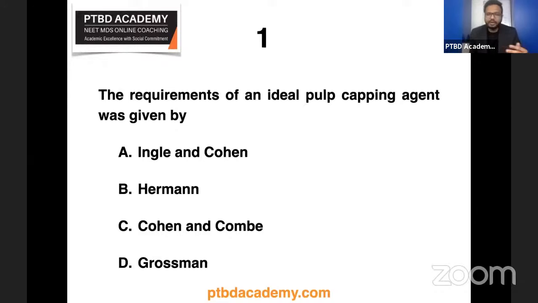You might be wondering why I've asked you the names of dentists or scientists, but very recently, in an exam, we had a question where there were names of scientists. So let's not overlook that. The requirements of an ideal pulp capping agent was given by Engel and Cohen, Herman, Cohen and Kuhn, and Grossman. So which one do you think is the right answer?